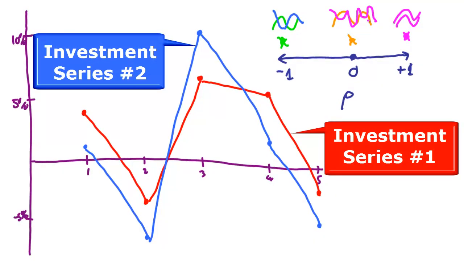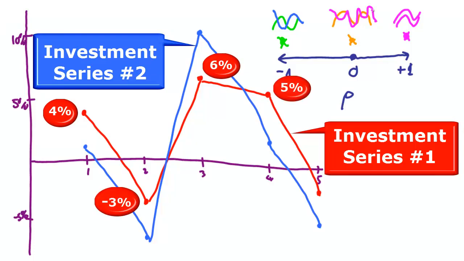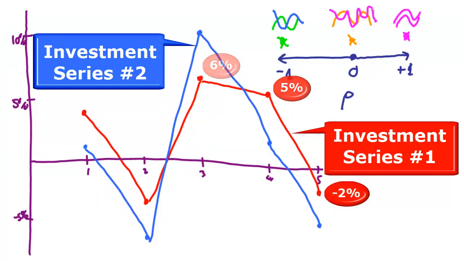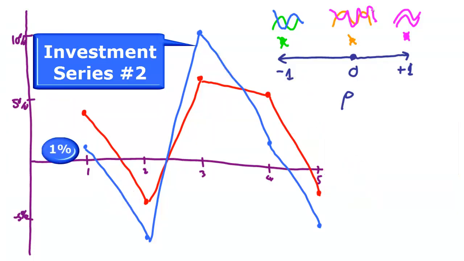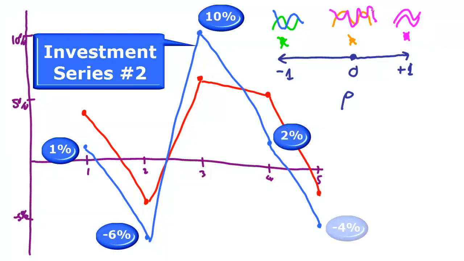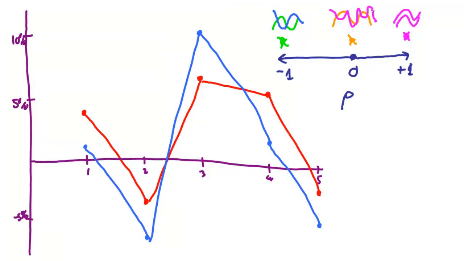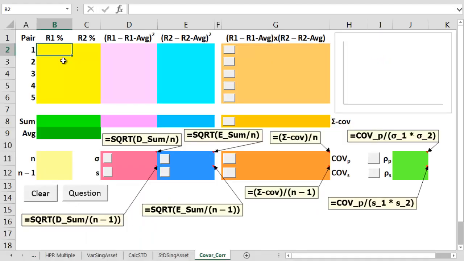Here, I've plotted two sets of returns from two different investments. In the first investment, we've got returns of 4%, -3%, 6%, 5%, and -2%. In the second investment, we've got returns of 1%, -6%, 10%, 2%, and finally -4%. They do look pretty related to me, so let's guess that the correlation is near to 1. But let's just check that on a cunning spreadsheet.